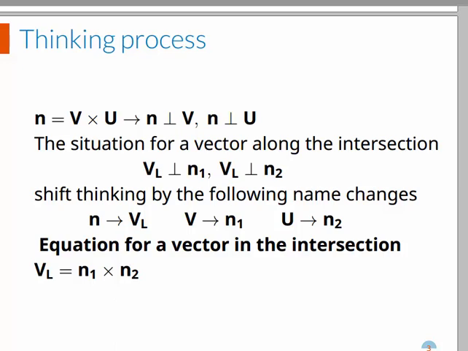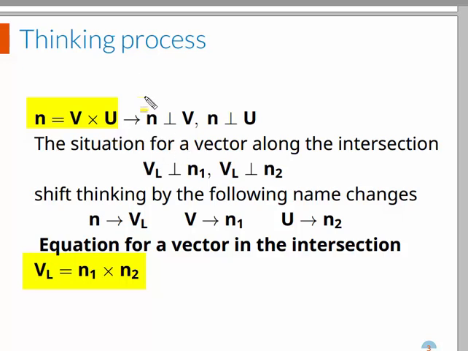Now we're going to discuss the thinking process that leads to this equation for a vector in the line of intersection. So we have two planes intersecting in a line, and this is an equation for a vector that lies along that line. We start off with the typical idea that we have for a normal. A normal is a cross product of two vectors in a plane.